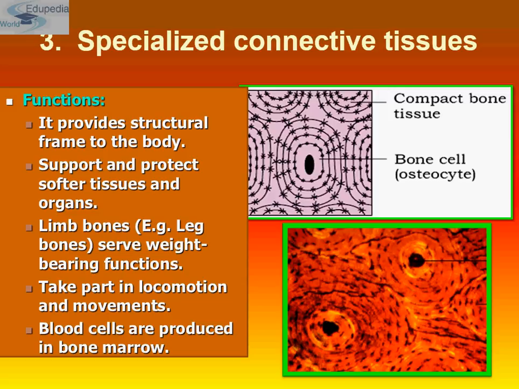Then limb bones serve weight bearing functions. They take part in locomotion and movement. And it has bone marrow also, which is present only in some bones, and is the site for the production of blood cells. Blood is another type of specialized connective tissue which we'll be studying just after bone.